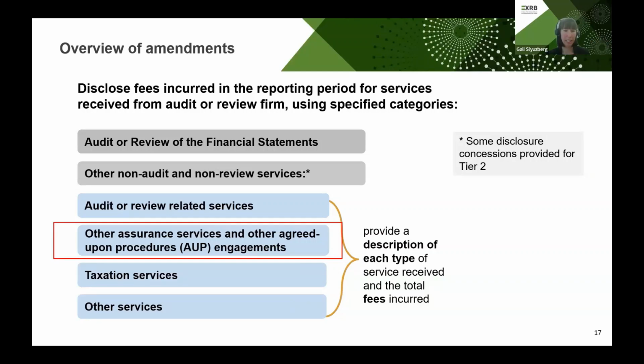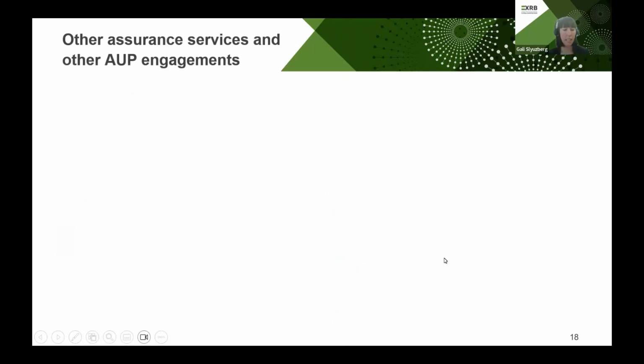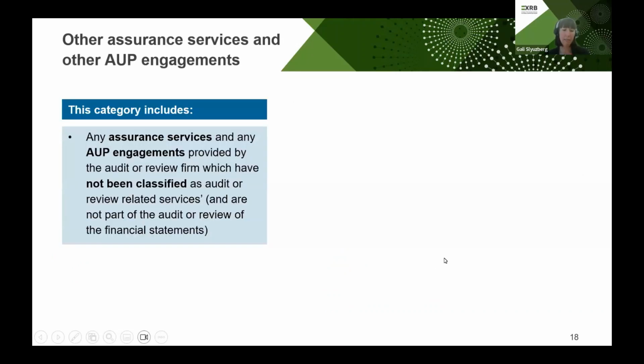So now we're moving on to the next category of non-audit services, which is other assurance services and other agreed upon procedures engagements, which just to save space on the slides, we've abbreviated as AUP from here onwards. The category of other assurance services and other agreed upon procedures engagements, as the name may suggest, includes any assurance services and any agreed upon procedures engagements that have not been classified as audit or review related services, and which are not part of the audit or review of the financial statements.